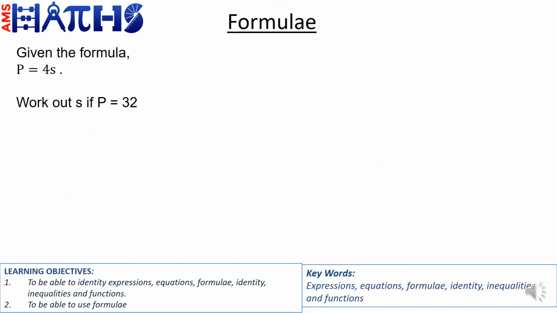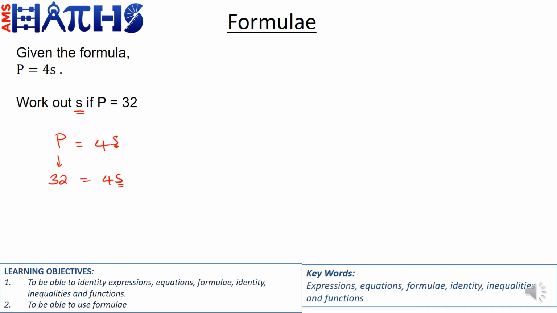For this slide, there are two examples which are a little bit different from the previous examples, so please pay close attention. The first example says given the formula P is equal to 4S, we need to work out S if P is 32. So we have P is equal to 4S, but this time they need us to work out S, and they've told us P is 32, so we'd substitute 32 below P because P is 32, and then we'll have 4S. So now we have to figure out what S is.